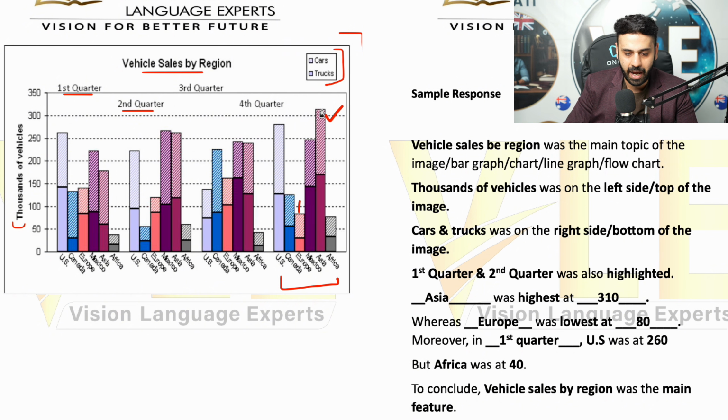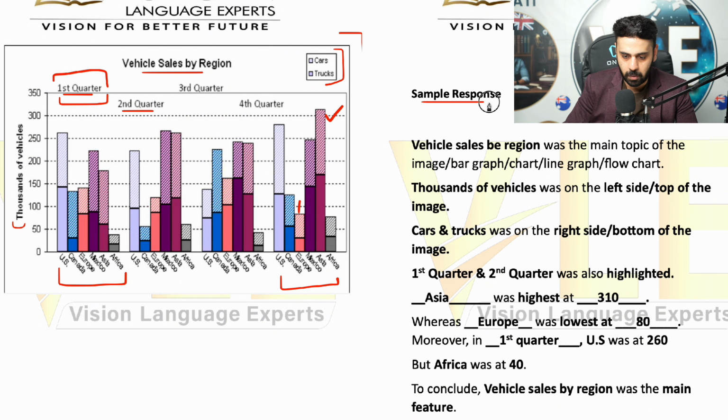After you have said that the highest is at around 310 and the lowest, which is Europe, is at around 60 or 70, doesn't matter. Okay, then you are going to say one more trend, which in this case we will pick first quarter. So you can say in first quarter, in this case USA was at maximum and Africa was at minimum. So you have to make sure that you pick two trends, one highest and lowest, and then one specific area, specific year, specific quarter in this case.